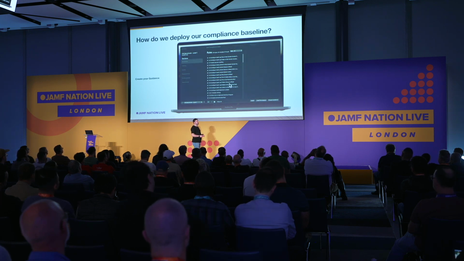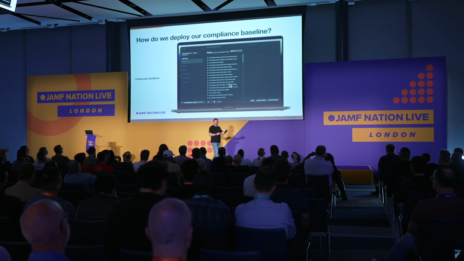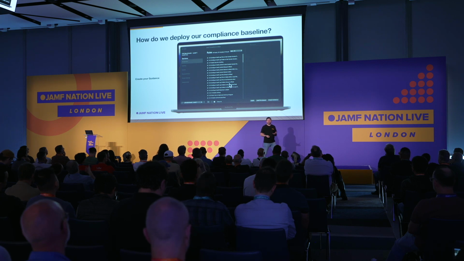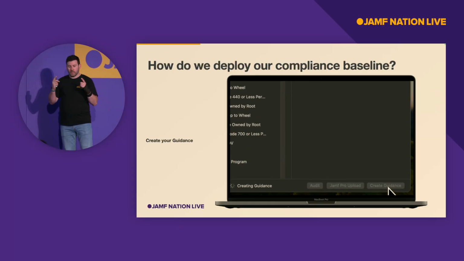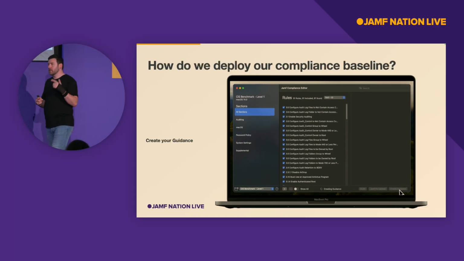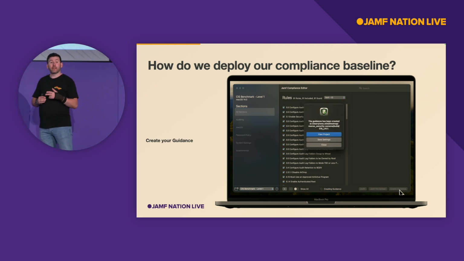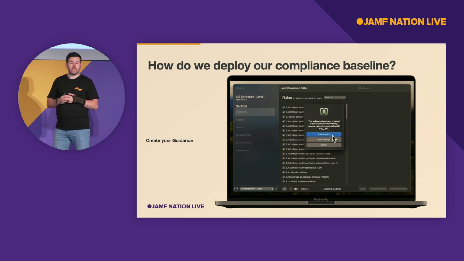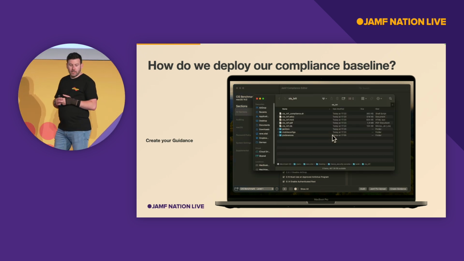Now that we've decided on the rules, we've either unchecked the ones we don't need, or changed the values of the ones that we want to make more restrictive, whatever works for us, we can then create our guidance. Right at the bottom, we've got a Create Guidance button. This is what I said, one click to generate it all at the end. All of those profiles and scripts are going to start getting created now, and they're going to go into our project folder, the folder we created right at the start when we created the project. Nice and easy.